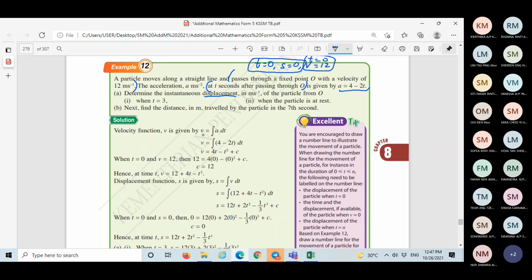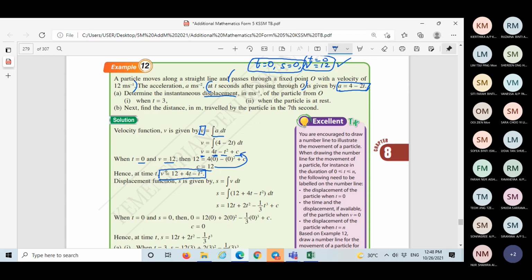So first of all, find the V. Integrate the A, so integrate 4 minus 2t. This is what you get. Remember, plus C. How to solve the C? This is T and the V. Use this condition: when T is 0, V is 12. Substitute inside here to get the C. C is 12, so replace the C with 12. Therefore, you already got the function of the V. Highlight it. This is the function for the A, this is the function for the V.